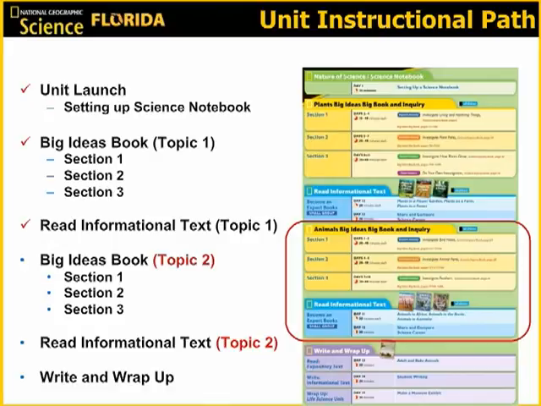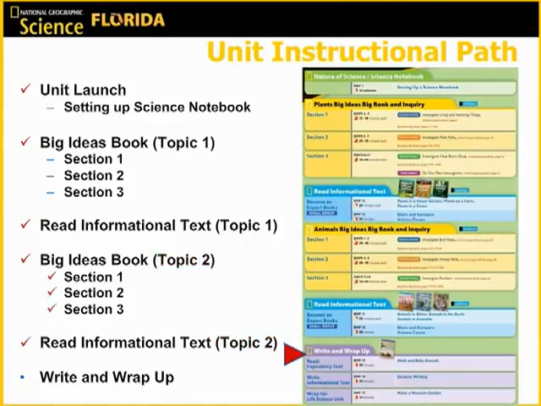Once you've completed the Read Informational Text section for Topic 1, it's time to repeat the Big Ideas instruction and Read Informational Text instruction for Topic 2. Remember, you'll be using the same Teacher's Edition, but a new Big Ideas book. After completing the Big Ideas and Read Informational Text instruction for both topics, we're ready to look at the last part of the unit, the Write and Wrap-Up instruction, located behind the purple tab.